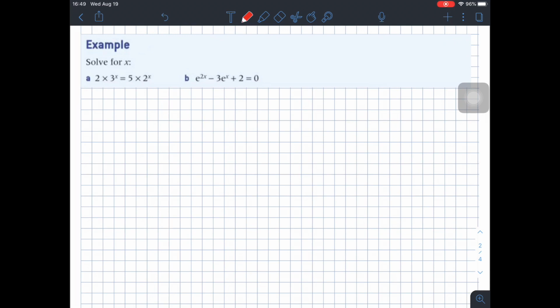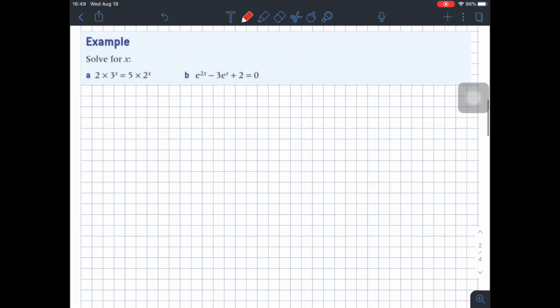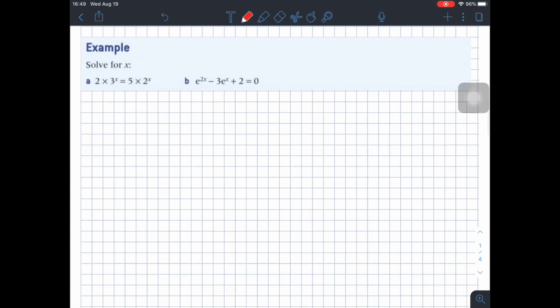It says solve for x. So we're doing the same thing. We want to find the value of x. So we need to leave the x alone. So I'm going to write the equation for 2 times 3 to the power of x equals 5 times 2 to the power of x.